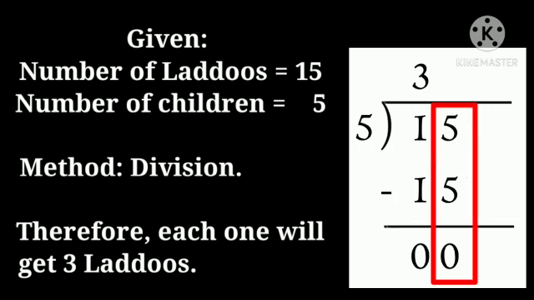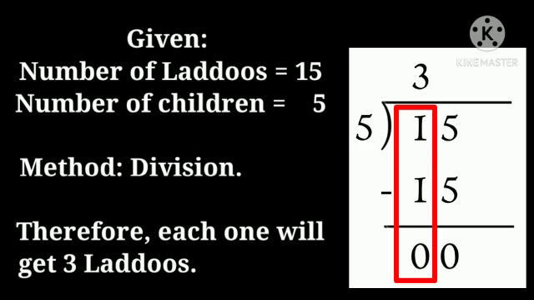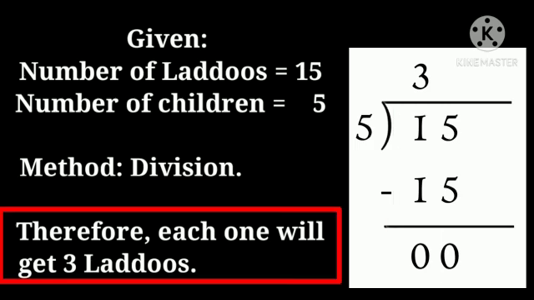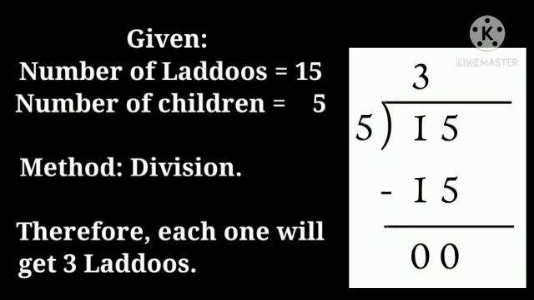Subtraction starting from units place. 5 minus 5 is 0. 1 minus 1 is 0. So lastly, statement: therefore, each one will get 3 laddus.